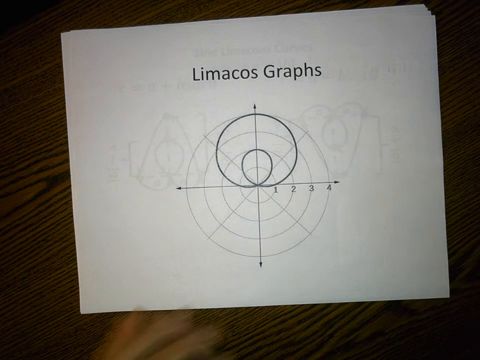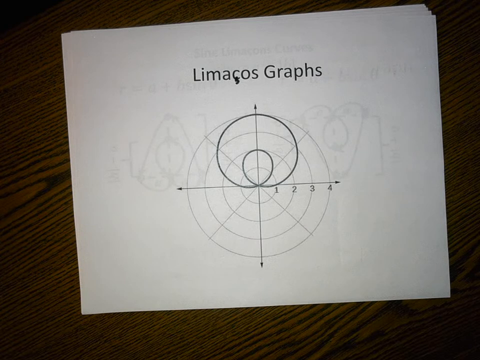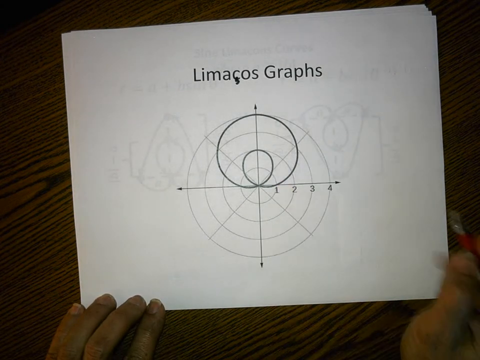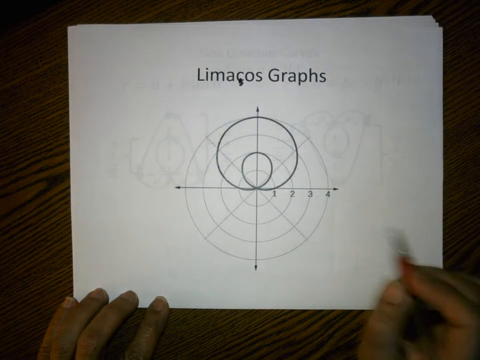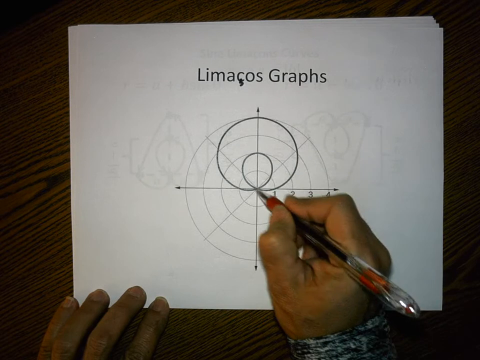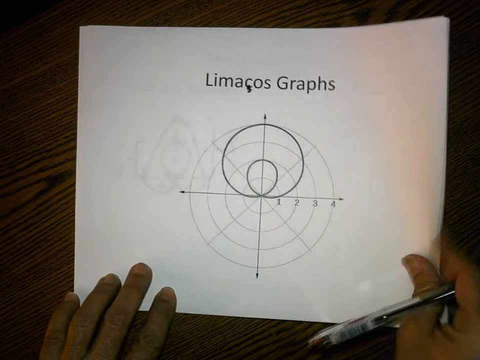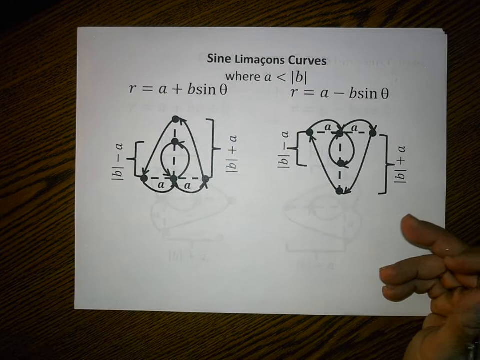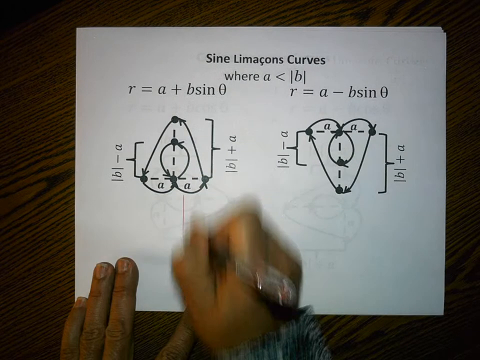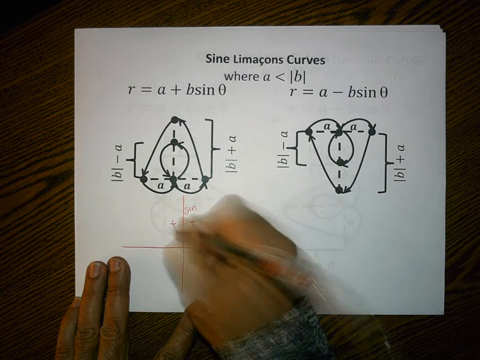There is a little wiggly symbol over here that makes the C sound like an S sound. The limaçon graph. The difference between the cardioid and the limaçon is that the limaçon has an extra loop inside of it. We still do a cardioid, but then there's an extra loop inside of it. Very simple. I'll show you how this extra loop comes about. If I have a positive sine, I'm going to be up here. The sine is positive up here.